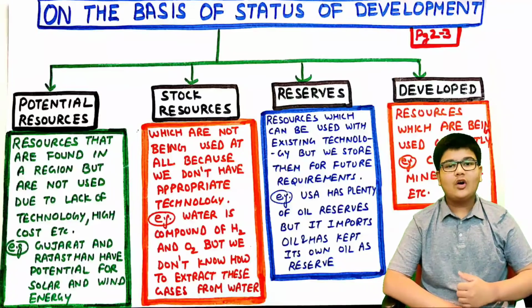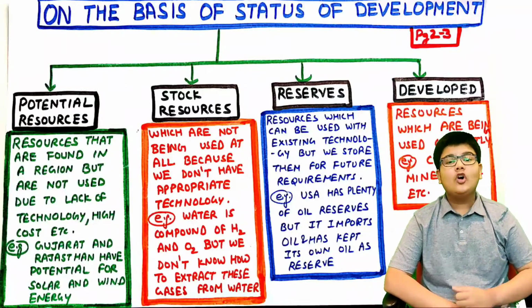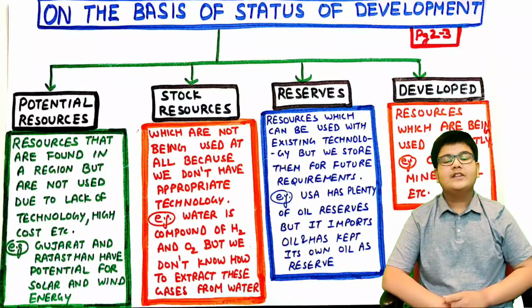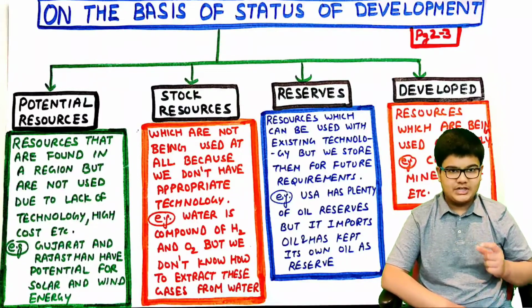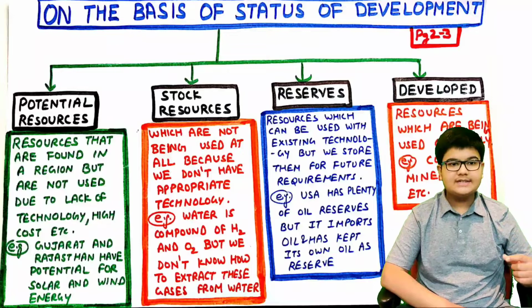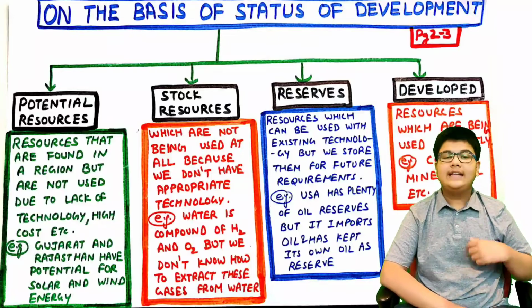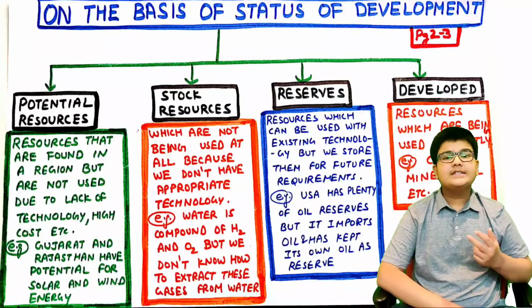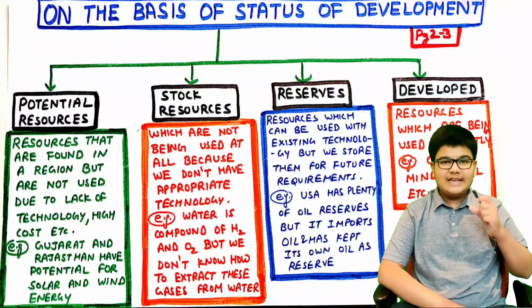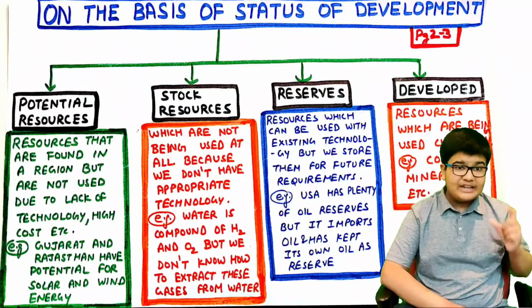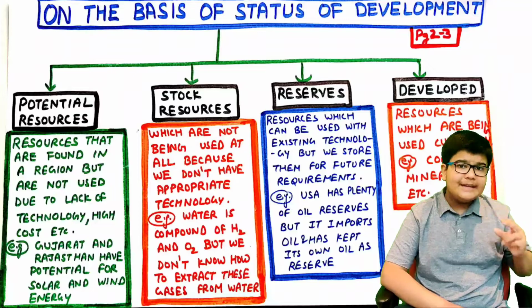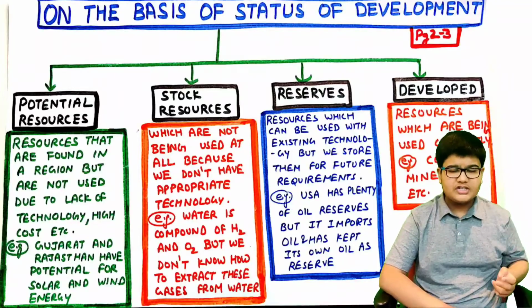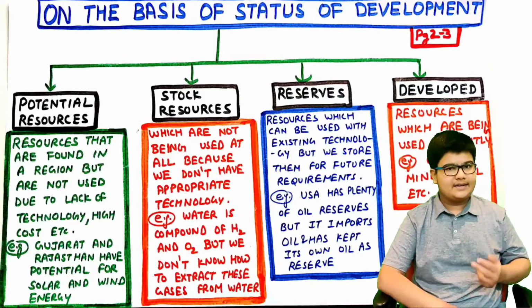Fourth, on the basis of status of development. So on this status of development, resources are classified into potential resources, stock resources, reserves, and developed resources. First, potential resources. These are the resources that are found in a region but are not being used because of lack of technology, very high cost, etc.